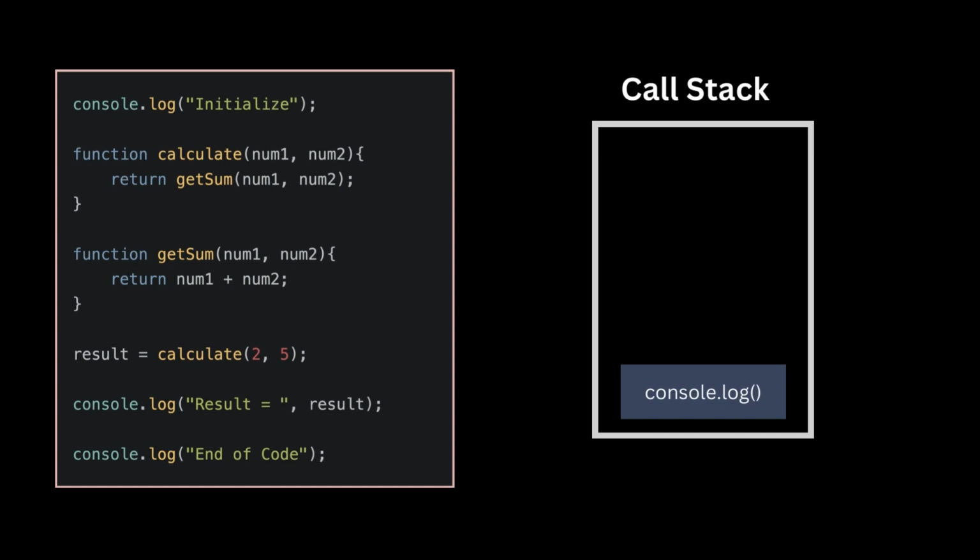Now we are going to look into the same code and see what happens to the stack. How does my call stack behave? The very first function, console.log, is pushed into the stack. It gets executed and gets removed from the stack. After that, we have got just the function declarations, so they are not executed until they are called.